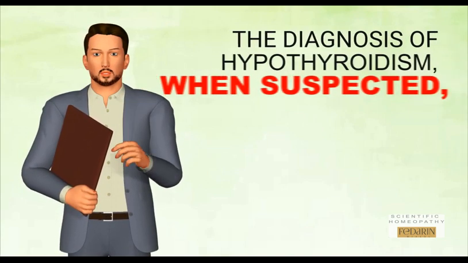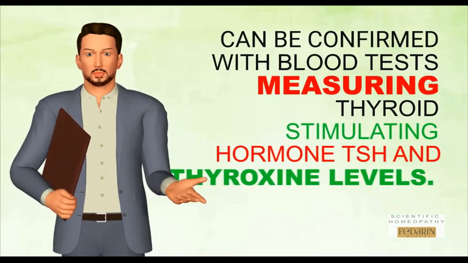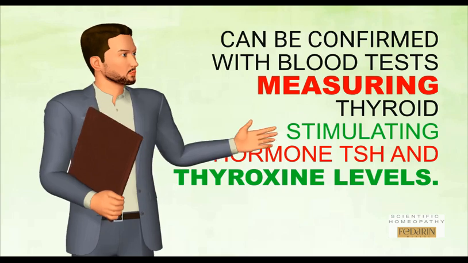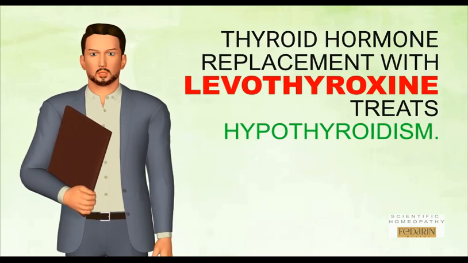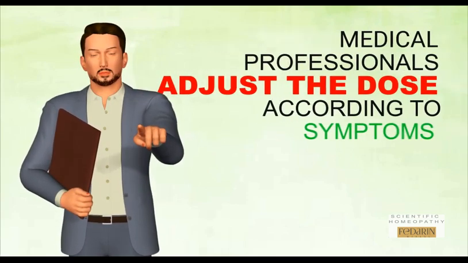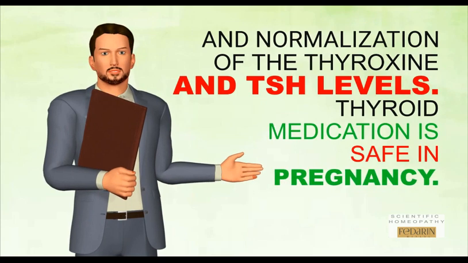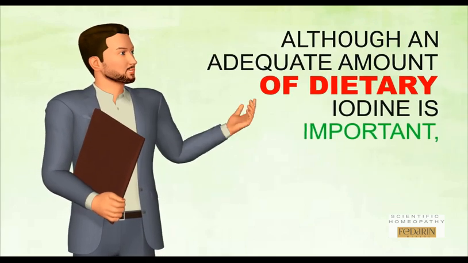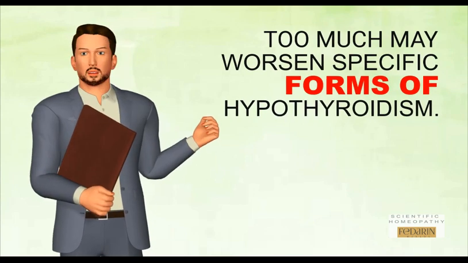The diagnosis of hypothyroidism, when suspected, can be confirmed with blood tests measuring thyroid-stimulating hormone (TSH) and thyroxine levels. Thyroid hormone replacement with levothyroxine treats hypothyroidism. Medical professionals adjust the dose according to symptoms and normalization of the thyroxine and TSH levels. Thyroid medication is safe in pregnancy. Although an adequate amount of dietary iodine is important, too much may worsen specific forms of hypothyroidism.